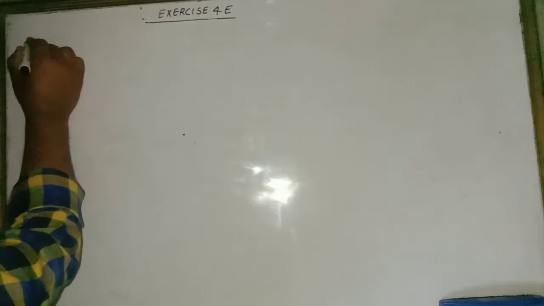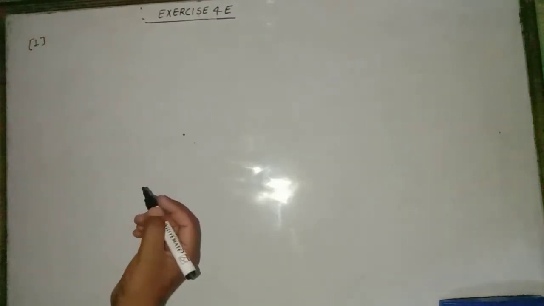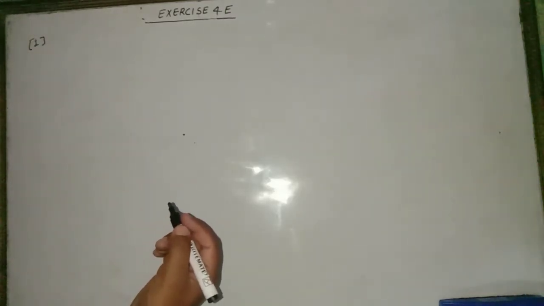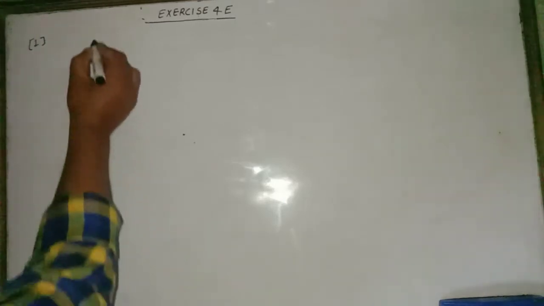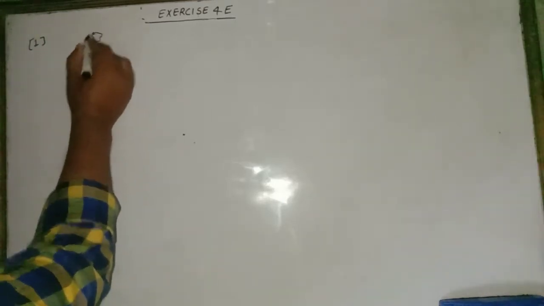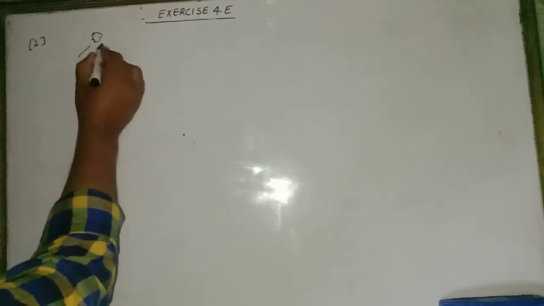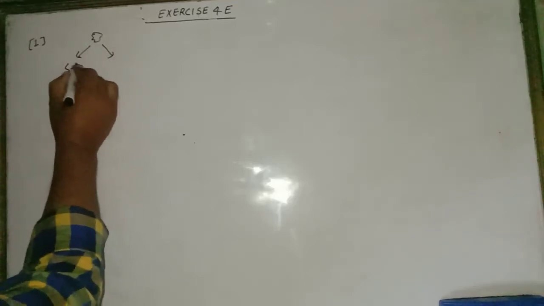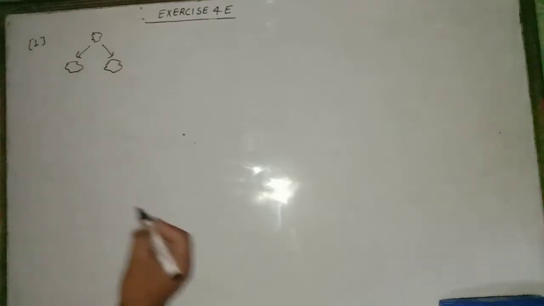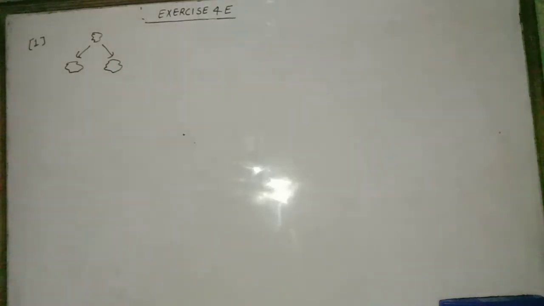Hello students, in this video we are going to start our fourth E exercise of fourth chapter, exponents. So question number one: every hour a cell divides into two cells. A cell is like this, one cell. Each hour it is divided into two cells like this. Which expression represents the number of cells after 5 hours?